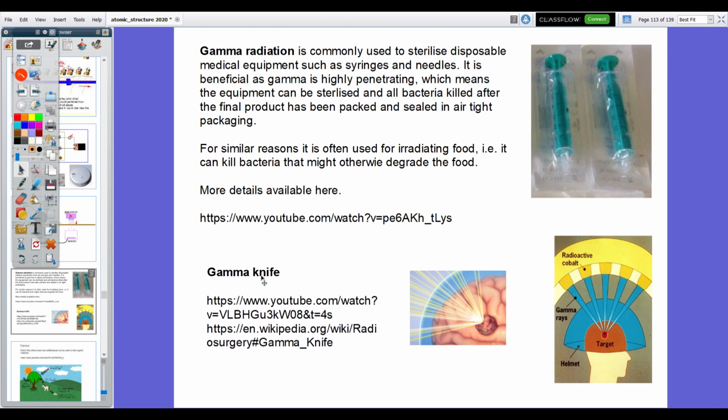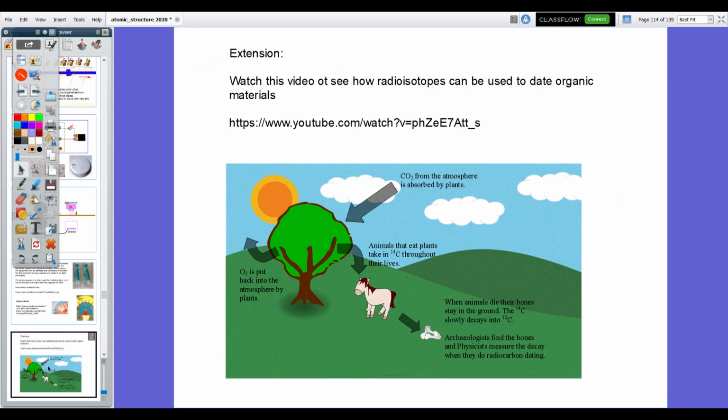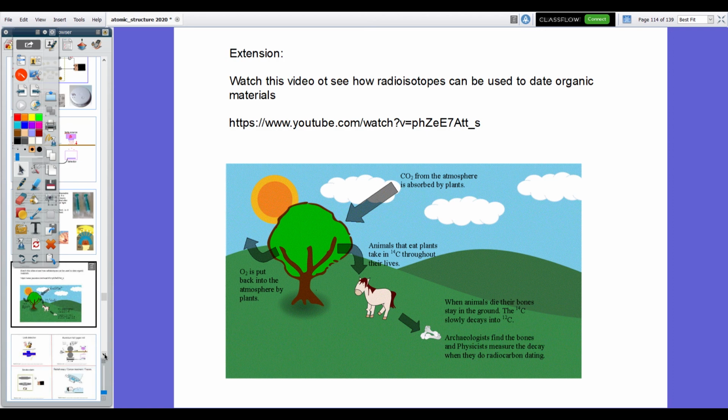Another really good use is this thing here. Now I'll leave someone else to explain this. There's a great video here, so I'll put a link to this at the top. And this is the gamma knife. Gamma knife is a particular type of use of radiotherapy where they fire gamma rays from lots of different angles into a tumour. I'll mention one more thing here. Extension. We don't particularly directly mention radio dating using isotopes, but if you want to extend yourself, you could look at how we use radioactive isotopes to date organic materials.